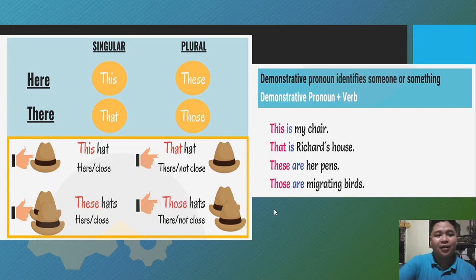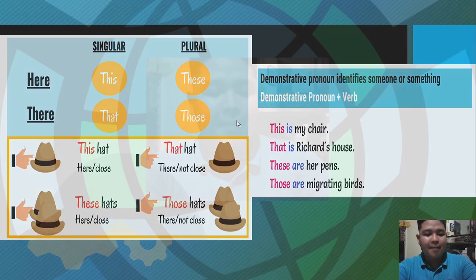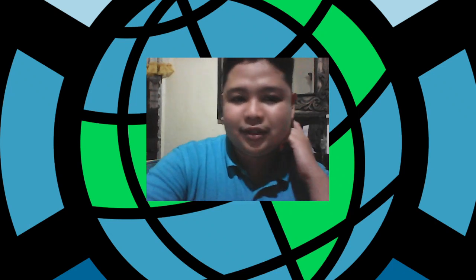So that's the example found under. Next, these hats, many hats. You can see two hats there, and you say here, and it's close to you. But when you say those hats, there, it's not close to you. So a demonstrative pronoun identifies someone or something. Examples of demonstrative pronouns: this is my chair. That is Richard's house. These are her pens. And those are migrating birds.